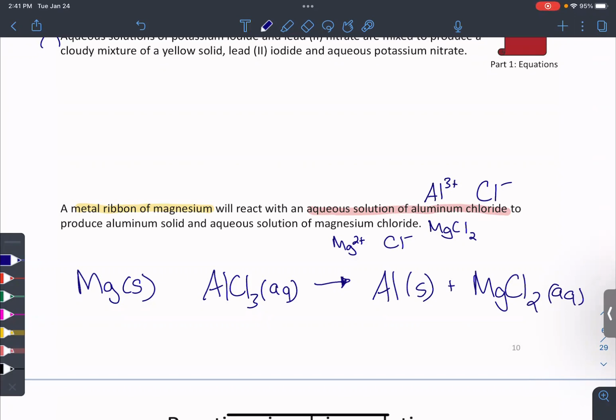Okay, again, I'm gonna balance the chlorines first because they're wrapped in something, and I'm gonna leave the elements for last. So it's a 2 to 3 thing again. If I put 2 aluminum chlorides and 3 magnesium chlorides, I have 6 chlorines on each side. Now I can just balance with those free elements. I need 3 magnesiums and 2 aluminums. There it is. Okay. I think the naming part's hard.